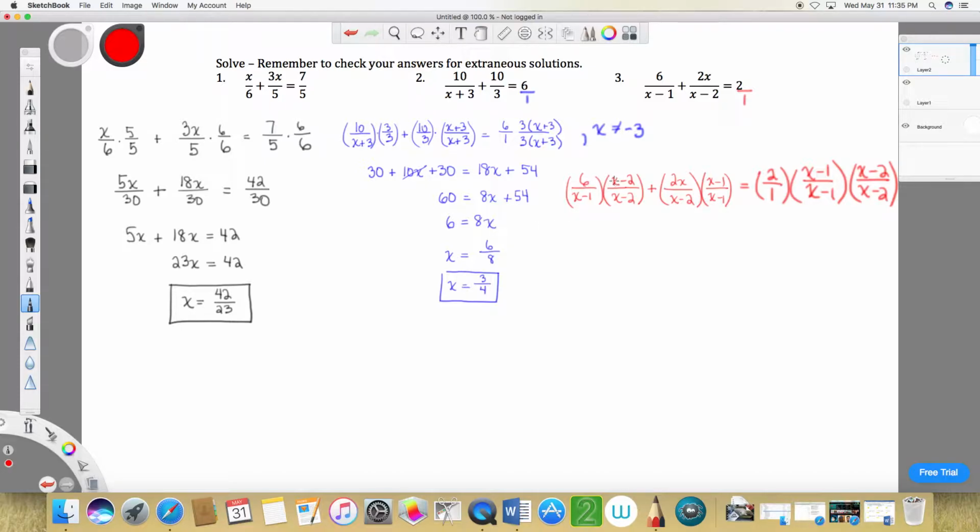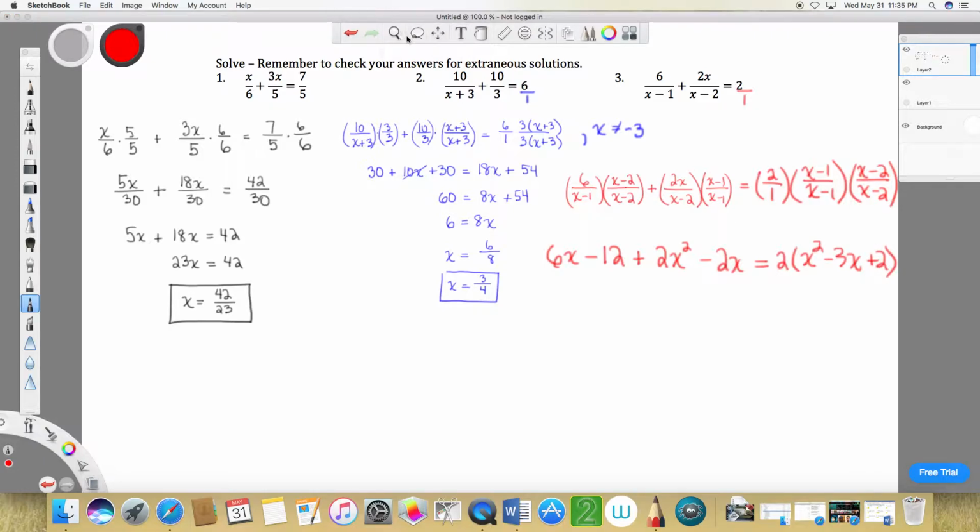So 6 times the quantity x minus 2. I'm going to go ahead and distribute that now. I've got 6 times x minus 6 times 2, which is 12. And then I have addition here. And we're taking that 2x and distributing it to both terms. So 2x times x gives us 2x squared. And distribute it to the second term, and that's minus 2x. I've got this 2, and if I multiply these two binomials together, I get x squared minus 3x plus 2.